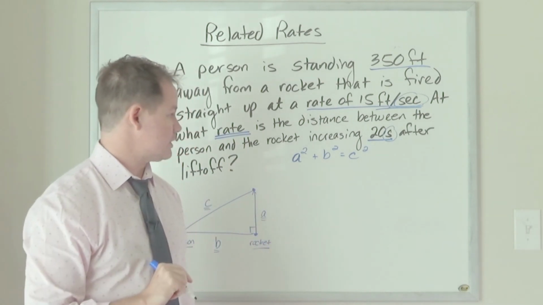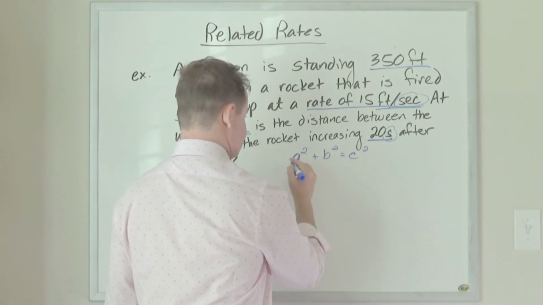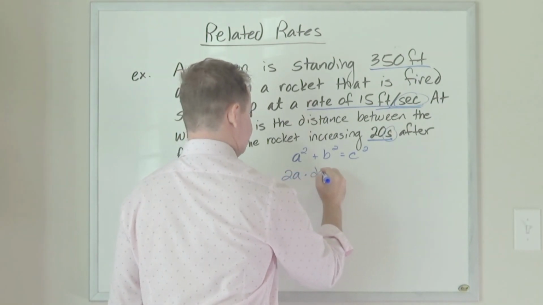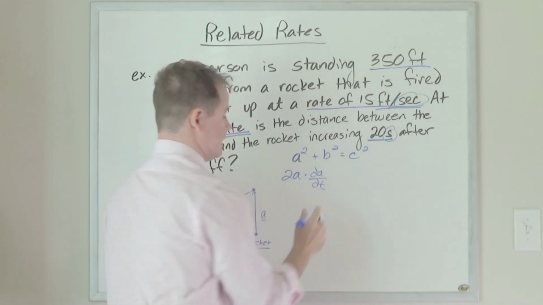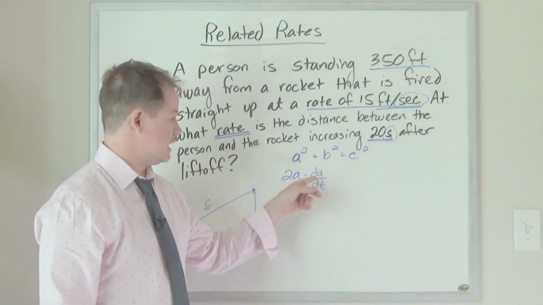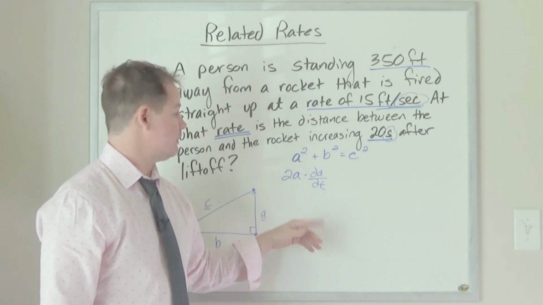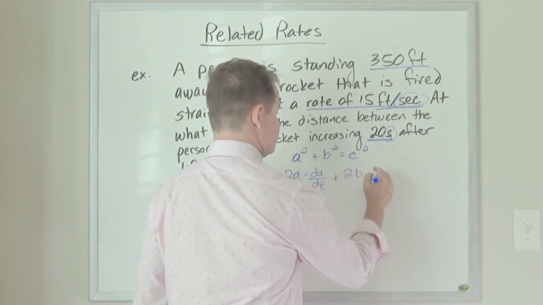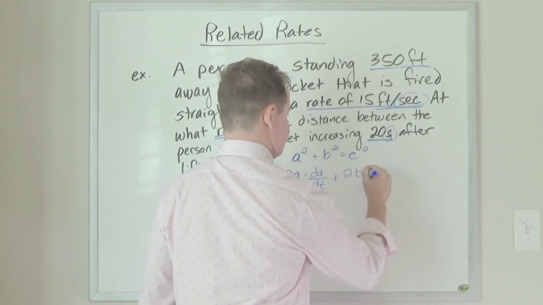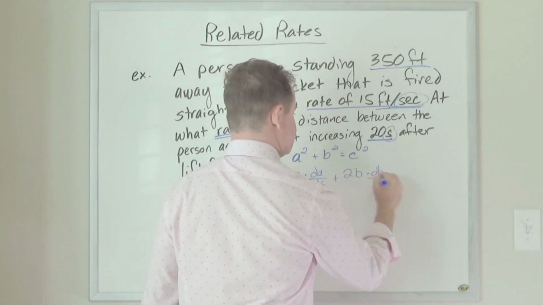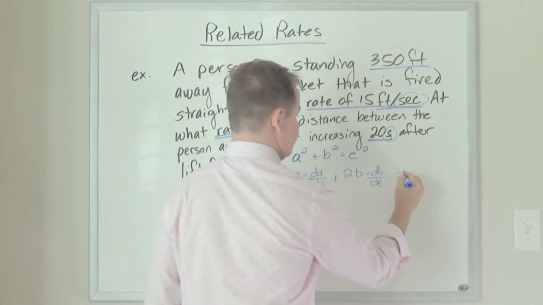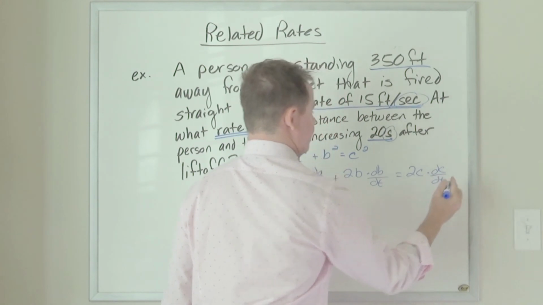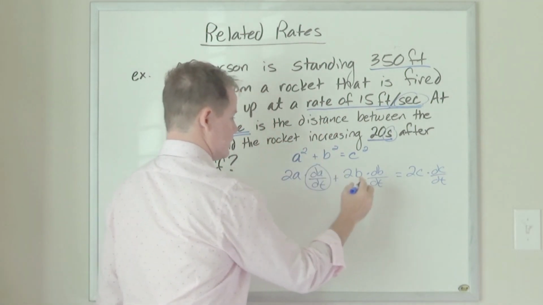And if we're looking at it per second, then that means that here, when we derive this, we have 2a, but then times you have the derivative of a, which is dA dt. So that is the change in a over the change in time, or the derivative of a in terms of time. We're going to see the same thing for b. That'll be 2b times dB dt for the derivative of b, and it's going to equal 2c times dC dt.